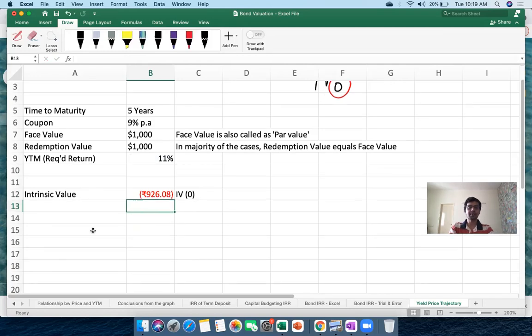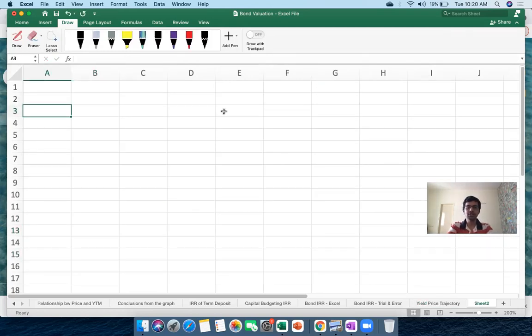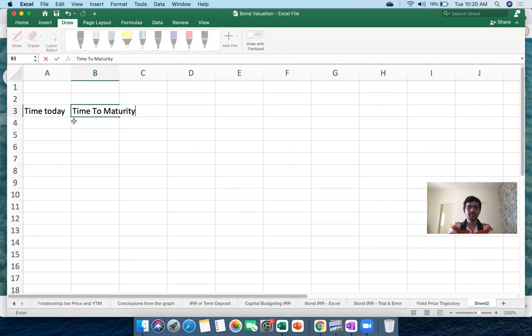Now, let me actually make a table. The first column I would like to have is time today, which means where are we actually standing. I'll explain this a little more in detail. The next one is basically time to maturity.